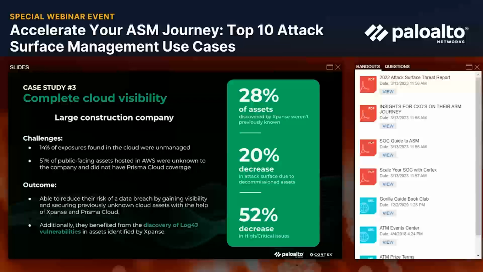51% of their public-facing assets in AWS were also unknown to the company, and they didn't have any Prisma Cloud coverage. So that's a really powerful integration that we have with Prisma Cloud to help bring those cloud assets under management. And we were able to help reduce the risk of a data breach for them and discover 28% of assets that they didn't know about.